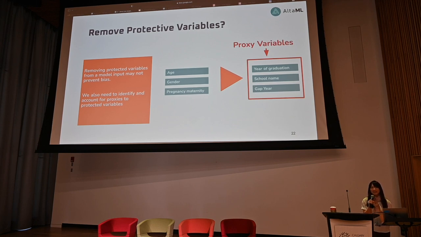For example, if I see your resume and it says you graduated in 2020, then it kind of reveals your age information. So those are called proxy variables. We need to identify and take into consideration those proxy variables as well. This sometimes can be challenging because you might not necessarily know what the proxy variable is.